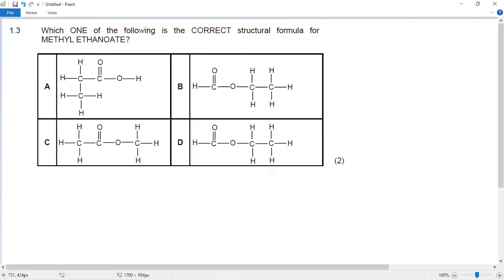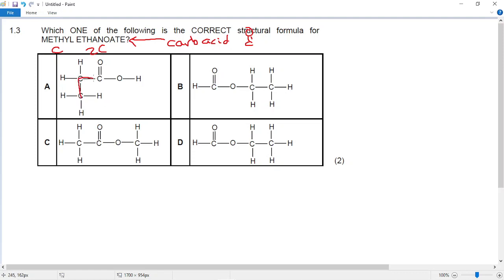1.3 says, which one is the correct structural formula for methyl ethanoate? So methyl ethanoate is obviously an ester, and we're going to have 1 carbon on this side and 2 carbons on that side, because the meth is 1 carbon, the eth is 2 carbons. But how do you know which side they go on? If you look at the OH, the OH part comes from the carboxylic acid. So you need to look for the carbon that is double bonded to the oxygen. The carboxylic acid gives you the carbon double bonded to the oxygen. So you look for something that's got 2 carbons that is double bonded to the oxygen.